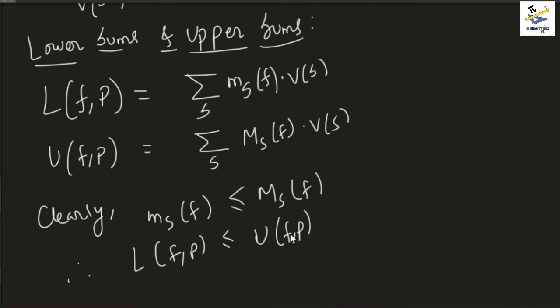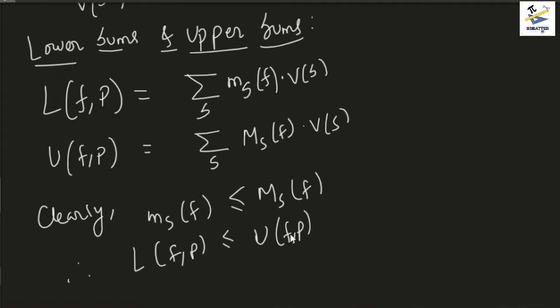So what this does mean is that obviously the lower sum is less than the upper sum, but it also means that if you have another partition P prime which refines P, that is, each subrectangle of P prime is contained within a subrectangle of P, then we can also say that the lower sum of P prime is greater than the lower sum of P, and the upper sum of P prime is less than the upper sum of P.